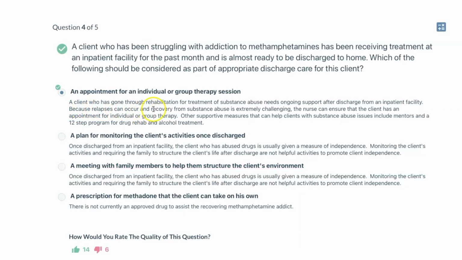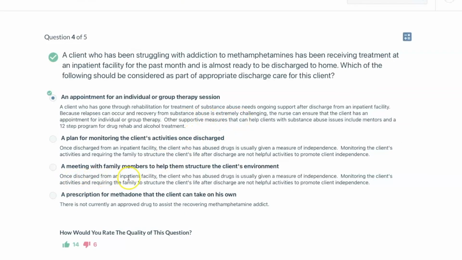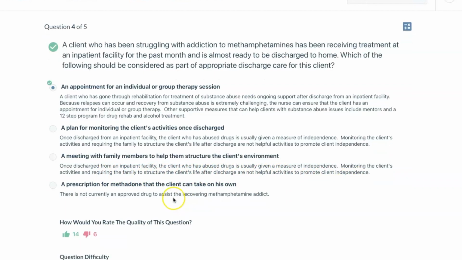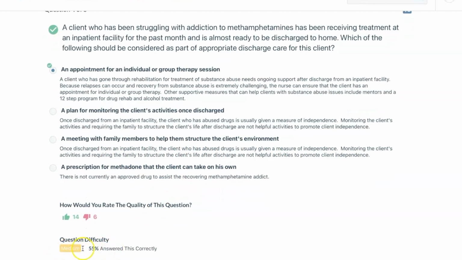A client who has gone through rehabilitation for treatment of substance abuse needs ongoing support after discharge from an inpatient facility, because relapses can occur and recovery from substance abuse is extremely challenging. Once discharged, the client who has abused drugs is usually given a measure of independence. Monitoring the client's activities and requiring the family to structure the client's life after discharge are not helpful activities to promote client independence. This was a medium question.